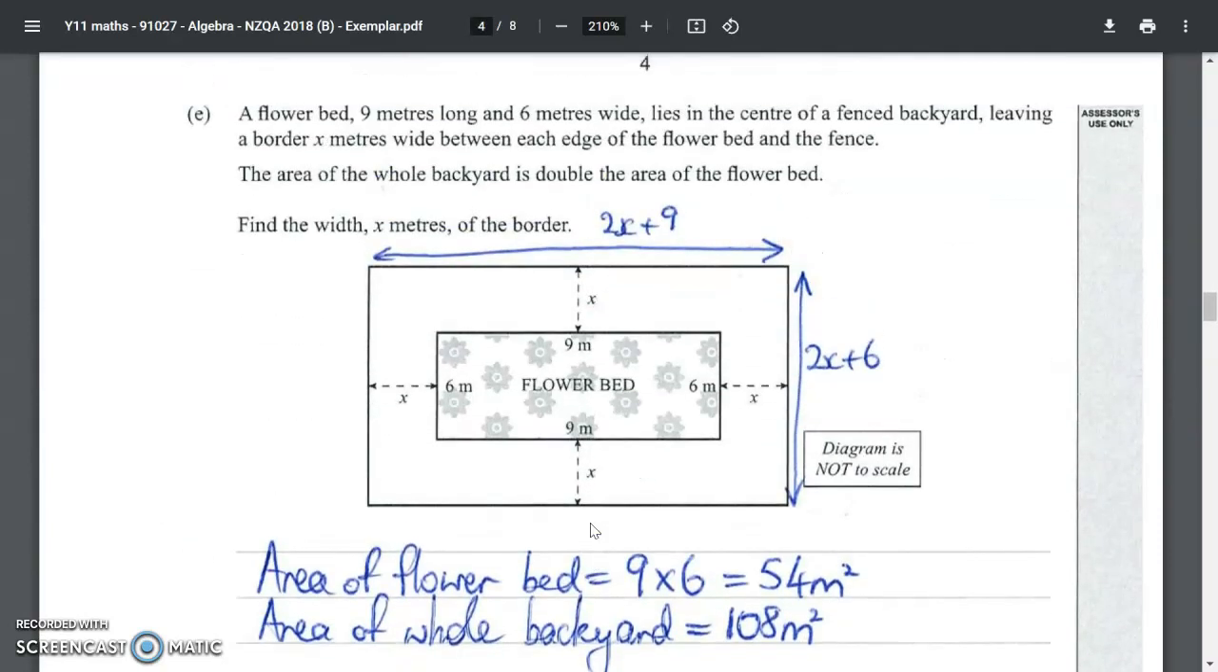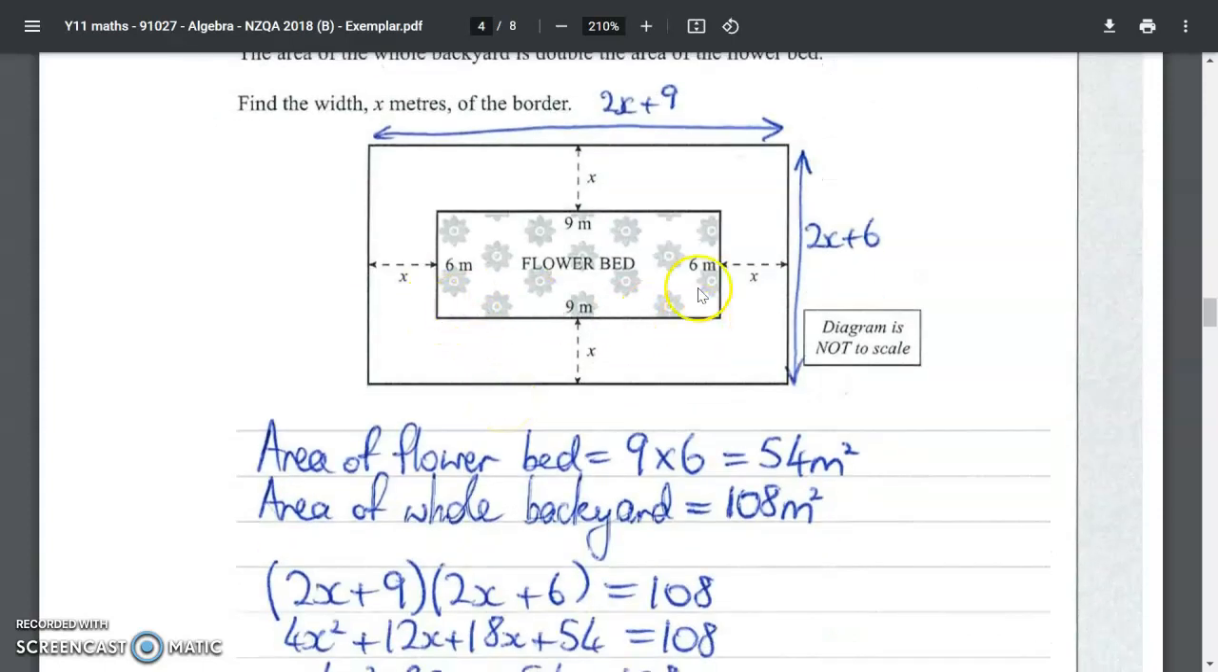Okay, this question here, so we've got a flower bed in the middle, and the area of the whole backyard is double the area of the flower bed. Now the flower bed is 9 by 6 meters and 54 meters squared, so therefore the area of the whole backyard is double that, which is 108 meters squared.